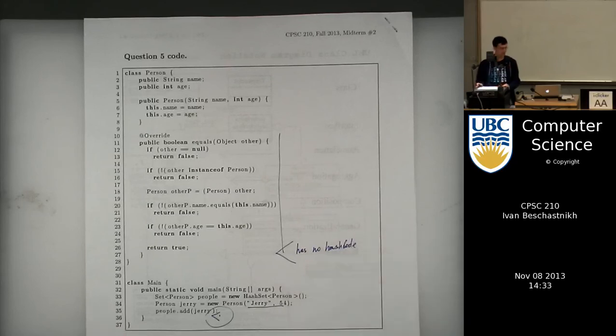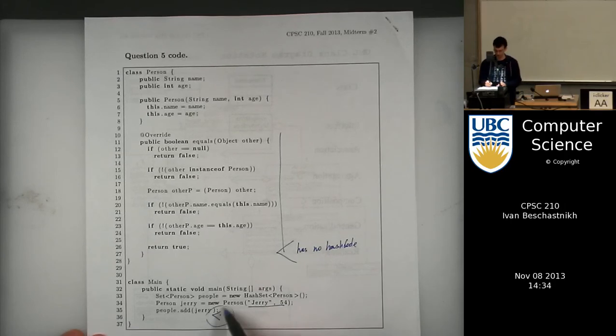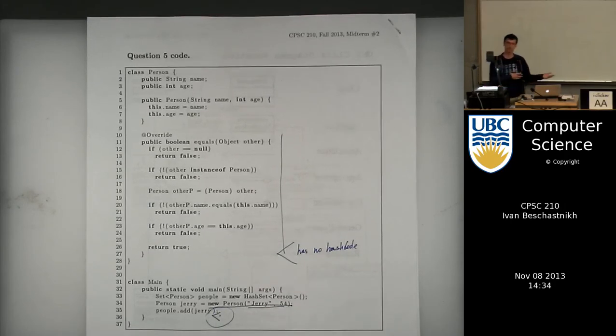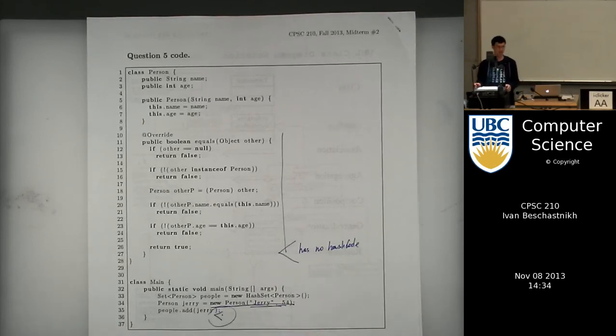So that means when I'm looking up people.contains, I'm going to take the hash of this object, and the hash code of that object is just the memory where it's located. And the hash code of this object that I created here, well, it's a different memory location. So they're not going to match. So I won't be able to find the Jerry I put in.